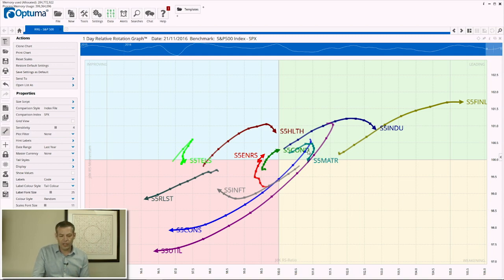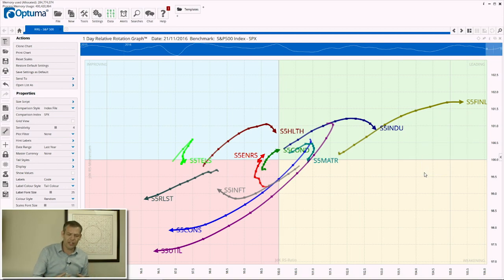Now, the arrow is the most recent position on the rotation graph. So remembering, are we leading, are we lagging, etc. The tail is the history. And you'll see as we look along, you'll see these bumps or these dots at each point. That's where that value was, let's say, one period back, which in this case, I'm looking at a daily chart, so it'll be one day back, or 2 days back, 3 days back, etc.